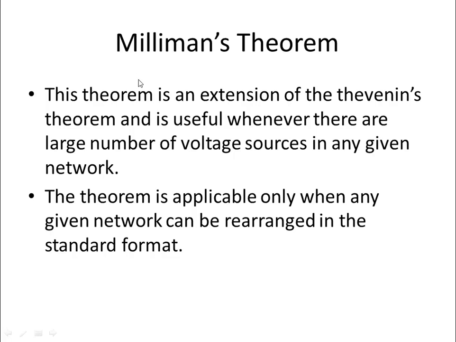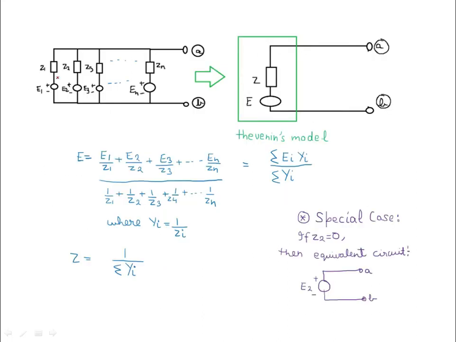Okay, so we have now this last two theorems, Millman and dual Millman's theorem. So Millman theorem is just an extension of Thevenin's theorem, and it is useful whenever there are large number of voltage sources. Means when there is more number of voltage sources, then we apply this Millman theorem, and it is applicable only when the given network can be rearranged in standard format. Standard format means Thevenin's model. So see, this is the Thevenin's model, and whenever there are many such models are added, then it can be represented by a single Thevenin's model containing E and Z.